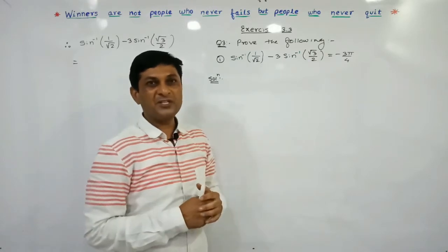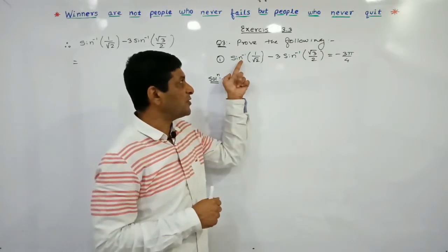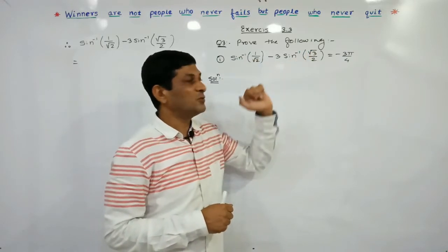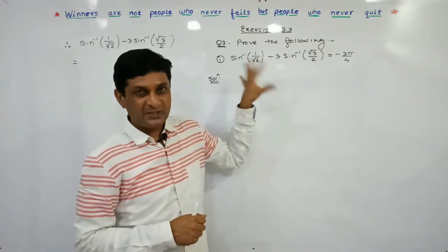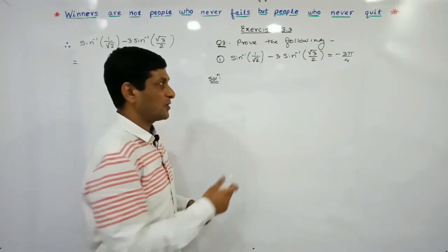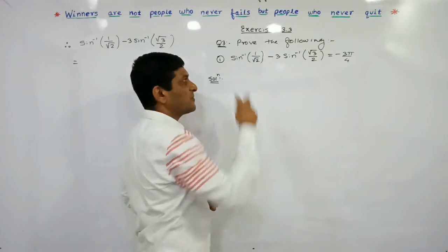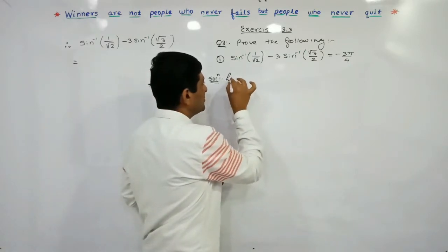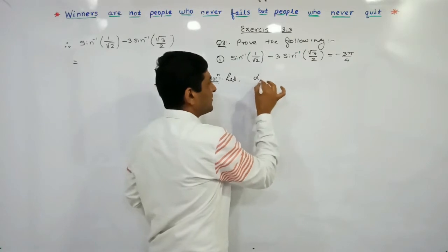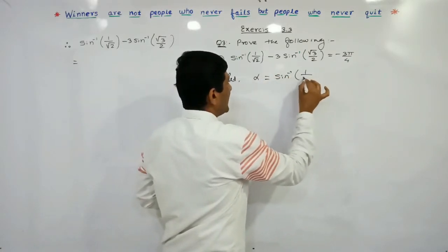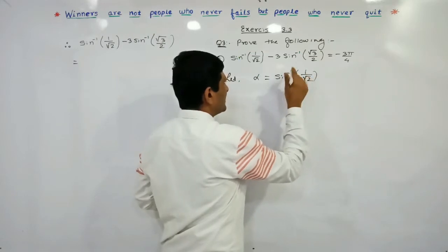Means to find this value, first we have to find the value of sine inverse of 1 by root 2 and then sine inverse of root 3 by 2. After substituting these values, later on we will check whether we get our result or not. So first we are trying to find the value of sine inverse of 1 by root 2. Let us denote this value by alpha. Let alpha is equal to sine inverse of 1 by root 2. I have simply denoted it by alpha.